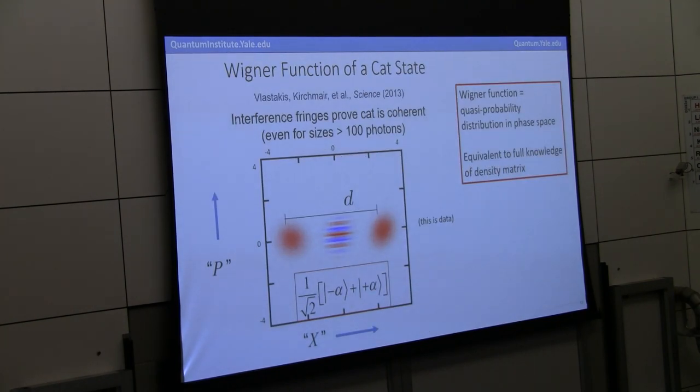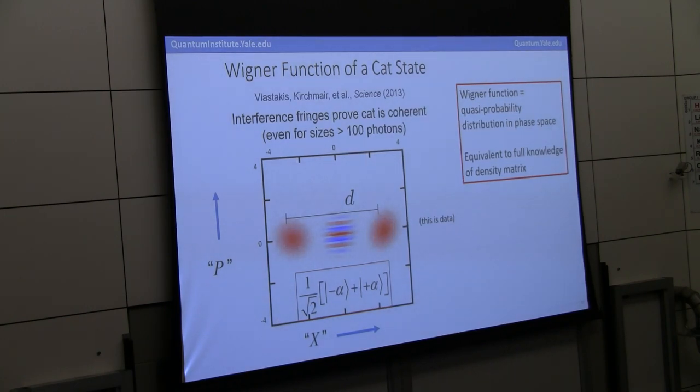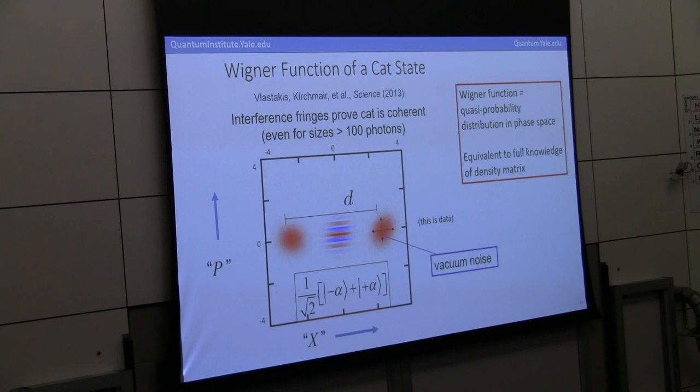Okay, so here's another example of a Wigner function of a cat state. I told you how we made those cat states. So it's a superposition of a coherent state with amplitude alpha, so it's over here in phase space, and minus alpha is over here in phase space. This is data. There's minus alpha, plus alpha. There you see it's not a point, it's a fuzzy blob. That's because position and momentum don't commute. So right before your eyes is vacuum noise, okay? Later we're going to make squeezed states where that blob is squeezed.